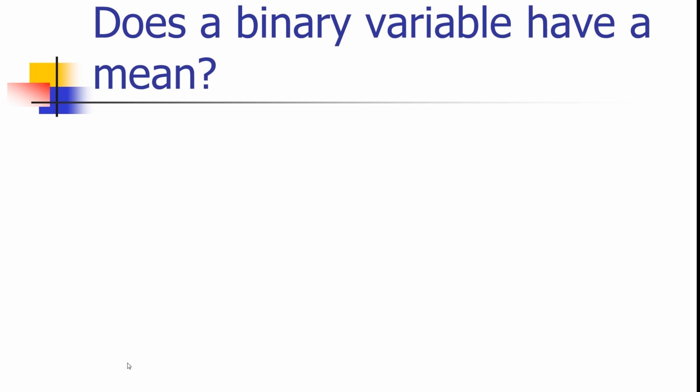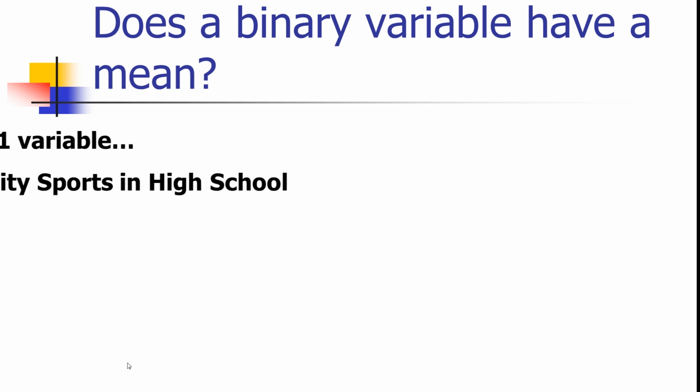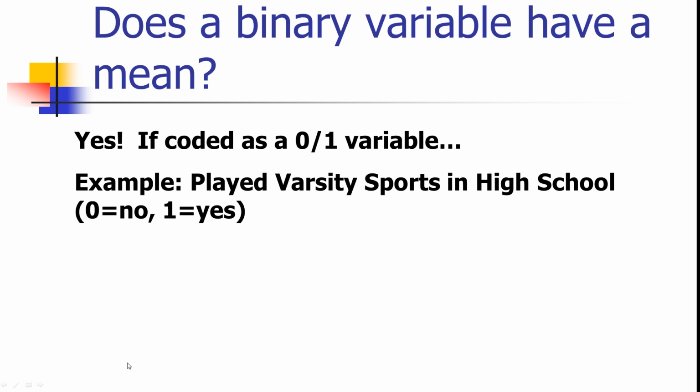Now I want to take a moment here and tell you a little bit about, I mentioned binary variables in an earlier module this week. Binary variables have only 2 categories to them. It might seem odd for me to tell you that a binary variable can have a mean, but in fact, a binary variable can have a mean if you code that binary variable as a 0-1 variable. And it turns out to be useful for a lot of situations in statistics to think about binary variables as a series of zeros and ones and to think of them numerically so that you can treat them numerically. You can calculate things like averages.